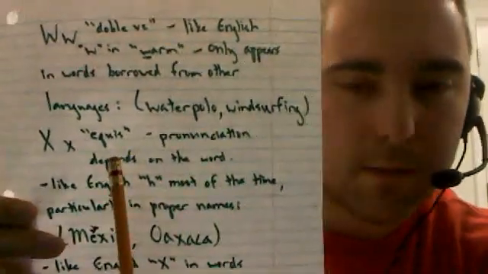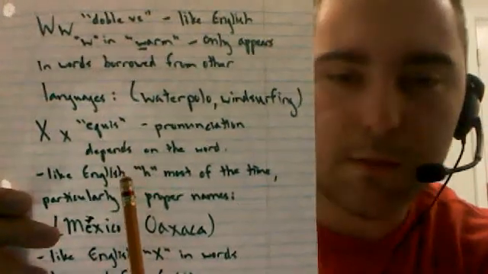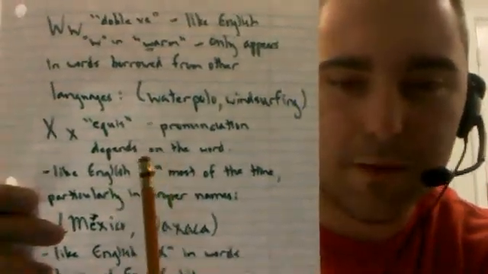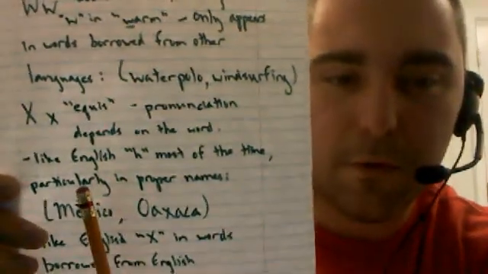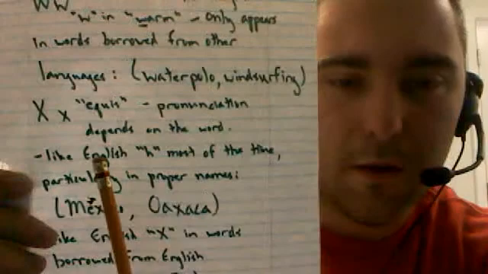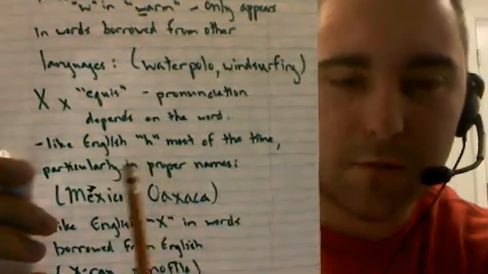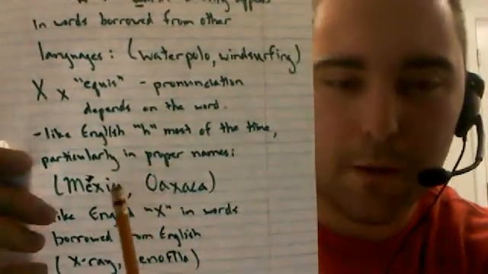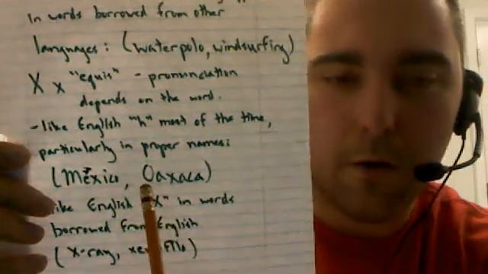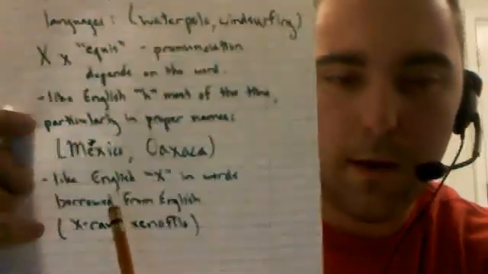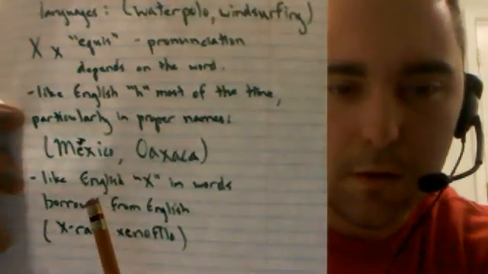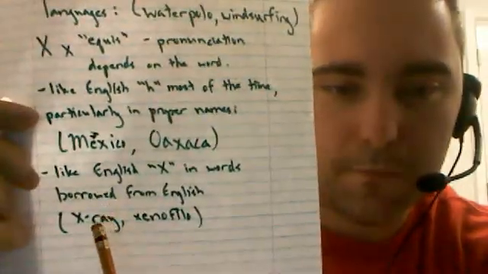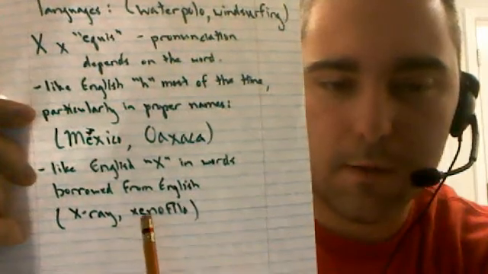And lastly is X, which the pronunciation depends on the word, and to be completely honest, half the time I'm not even sure of the pronunciation of X, because it's a fairly rare consonant. It's like the English H most of the time, particularly in proper names, like Mexico and Oaxaca. And it's like the English X in words that are borrowed from other languages, particularly English, such as X-ray and xenophobia.